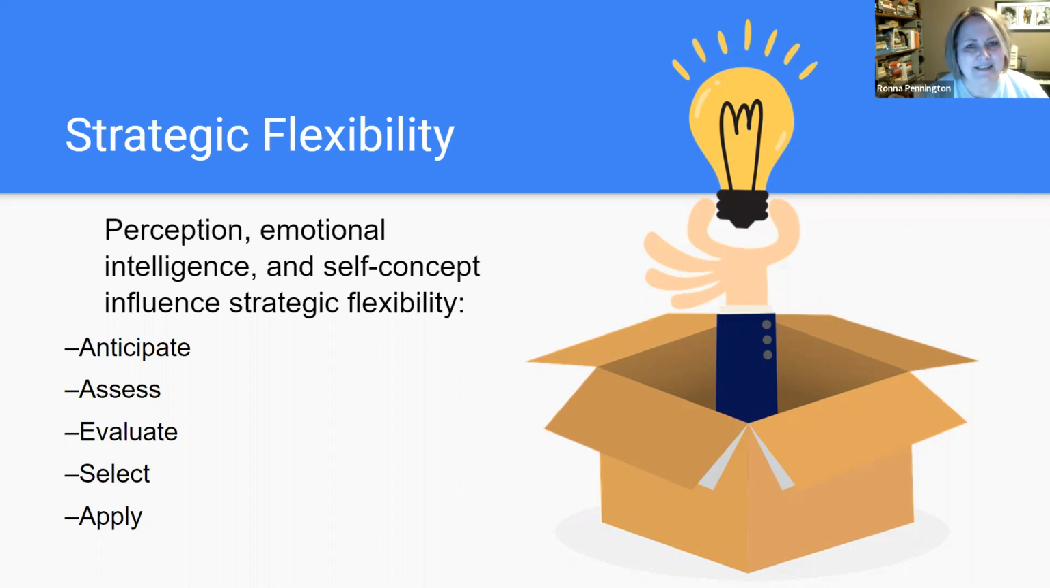And those steps are anticipating what could get me into a bad situation and assessing the situation. Oh, I've gotten into a bad situation. Now, what can I do to make a change? Then you evaluate, did that work? And would this work? Maybe something else would be better. Then you end up selecting the choice that you're going to use to get out of this situation, and then you apply it. And then you start all over again in that process if that one choice doesn't work.